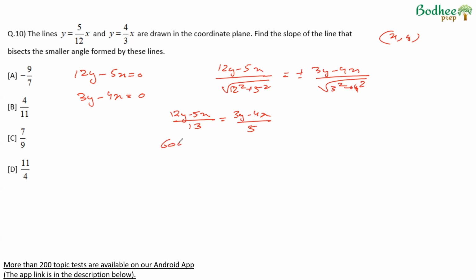So this gives us 60y minus 25x is equal to 39y minus 52x. 21y is equal to 27x. Y is equal to 9 by 7x. The slope of this line is minus 9 by 7.